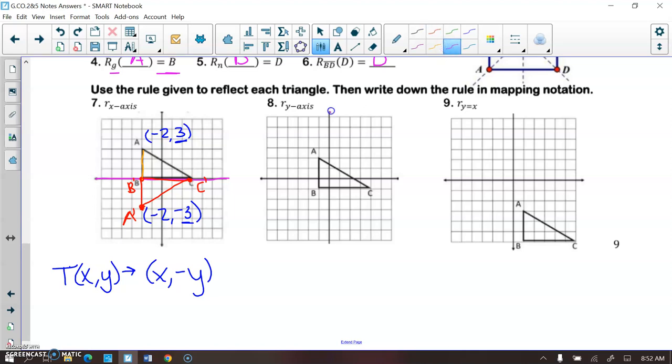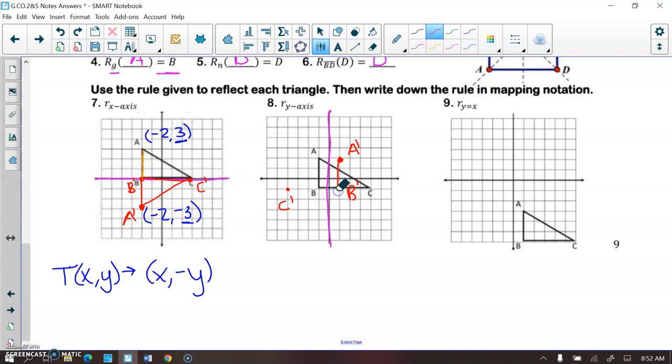Now I'm going to do a reflection over the y-axis, which is this line right here. So reflecting point A over that line, A is 1 unit away from that line, so A prime will be 1 unit away on the other side. B is also 1 unit away, so B prime would also be 1 unit away on the other side. And C is 1, 2, 3, 4 units away from the line of reflection, so C prime would be 4 units away on the other side.